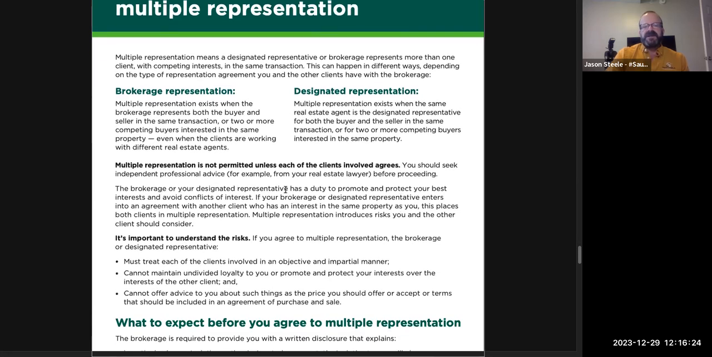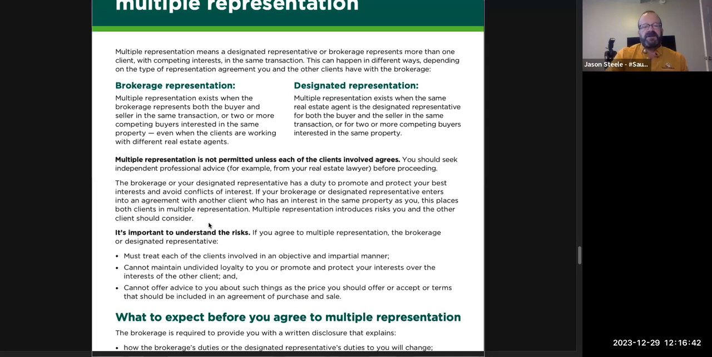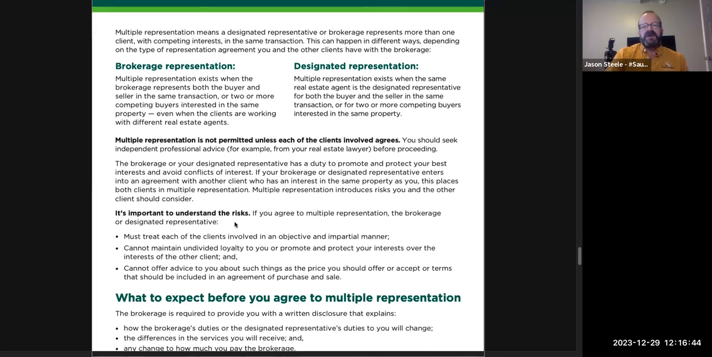The brokerage or your designated rep has a duty to promote and protect your best interest and avoid conflict of interest. If your brokerage or designated rep enters into an agreement with another client who has an interest in the same property, this places both clients in multiple rep. Multiple rep introduces risks you and your other client should consider. It's important to understand the risks.